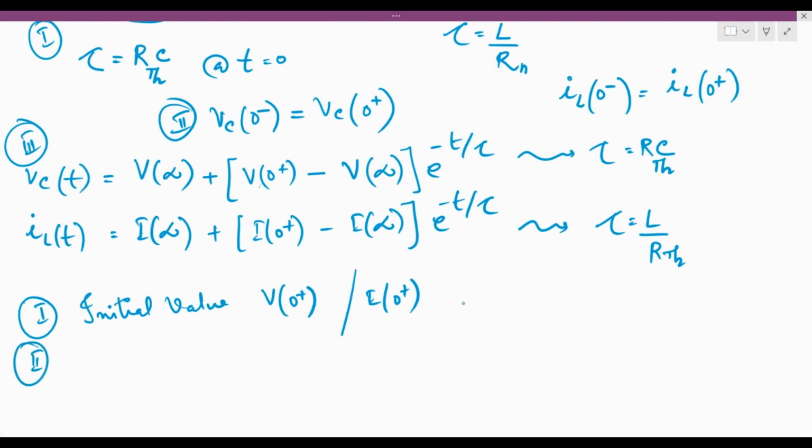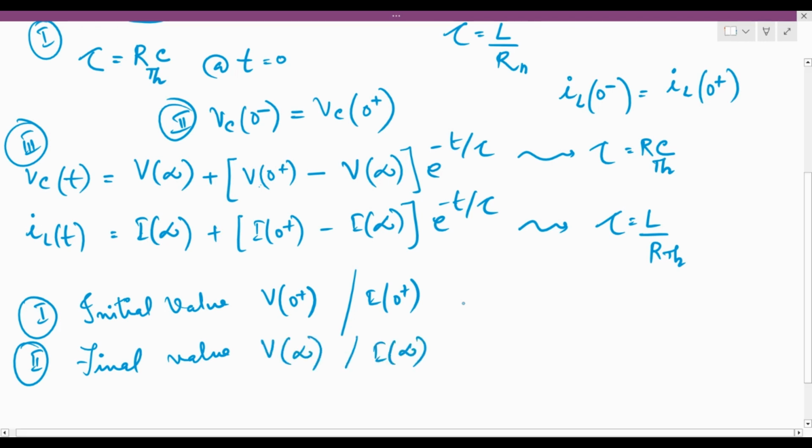The second thing would be to compute the final value. The final value would actually be obtained with the help of the Thevenin's circuit, or if you want to represent it as a Norton circuit, then using the Norton's equivalent circuit. So we need to compute V infinity or I infinity, and then with the help of it, we can substitute these values in the equation. And the last thing is the time constant. For computing the time constant, we can again make use of the Thevenin's or the Norton's equivalent parameters to find tau. Having known these values, we can substitute them in this equation and compute our required parameters.